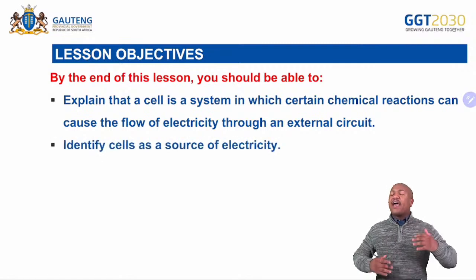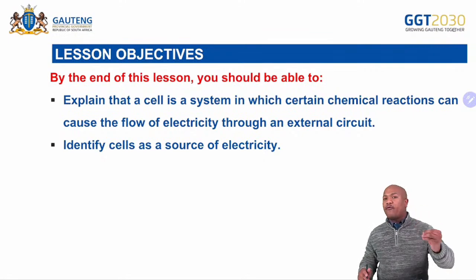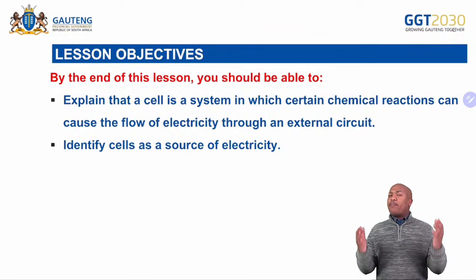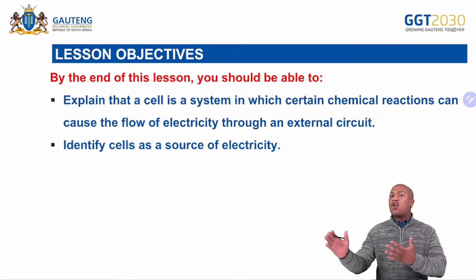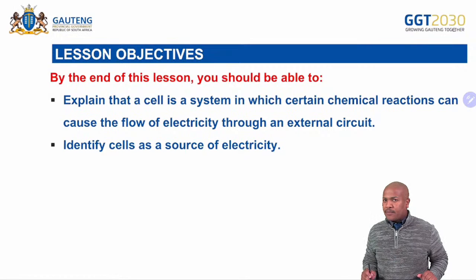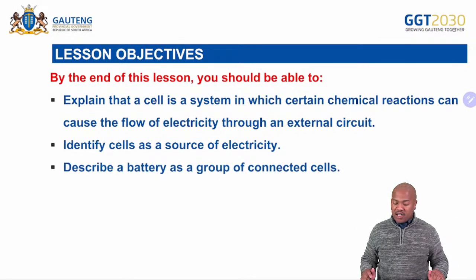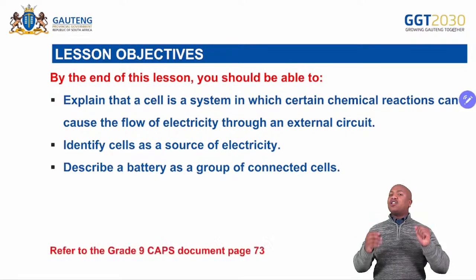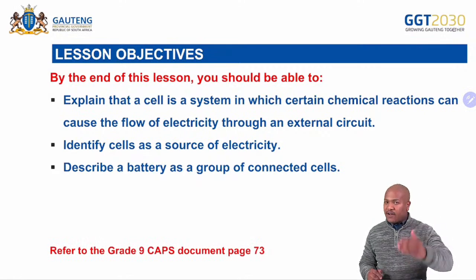Secondly, you should be able to identify cells as a source of electricity. You should be in a position where you can identify a cell as a source of electricity. And lastly, you should be able to describe a battery as a group of connected cells. And all that information, we find it under the CAPS document, page 73.